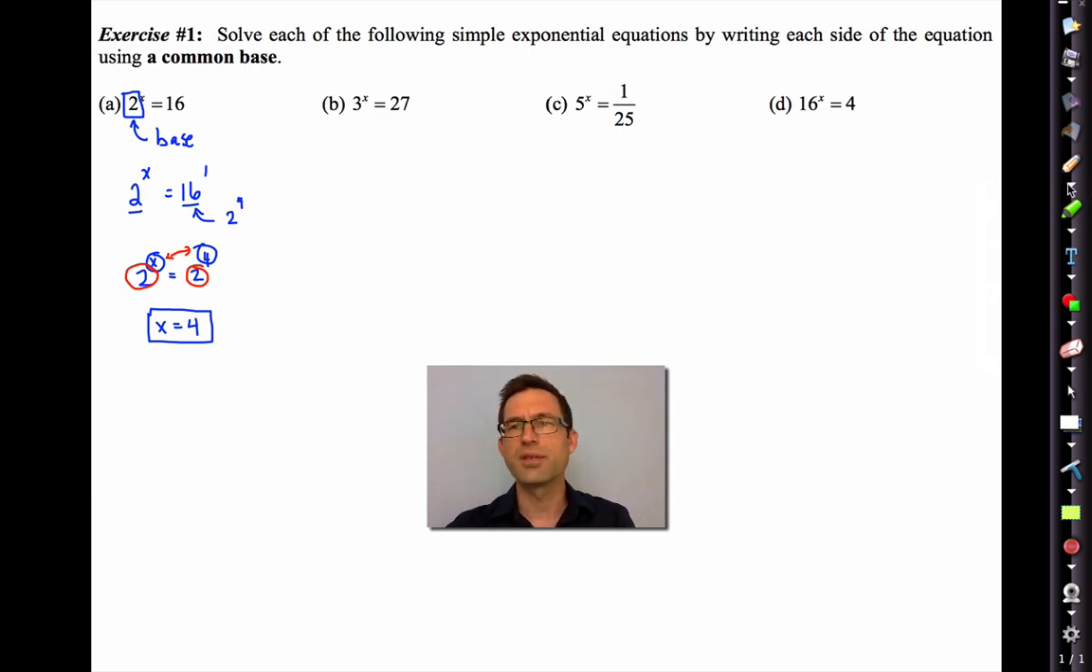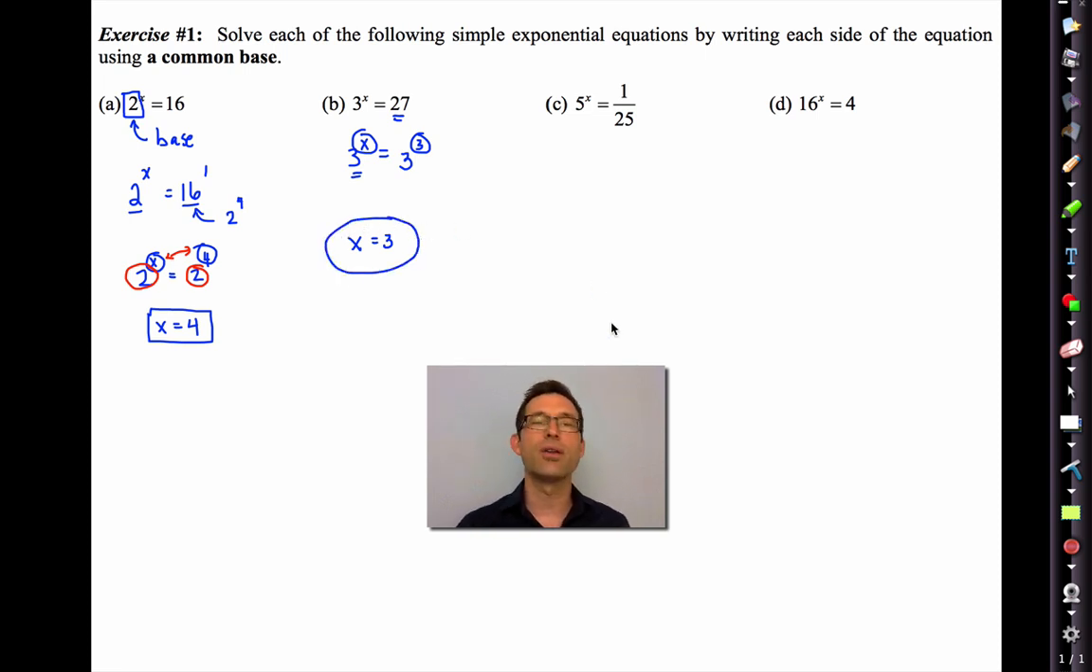These first few are quite simple, right? 3 to the x, we want a common base. 27 is 3 to the third. Therefore, x equals 3. Now you might just say to yourself, well, look, I know 3 to the third is 27, so x is 3. That's great. Let's look at one that's more challenging.